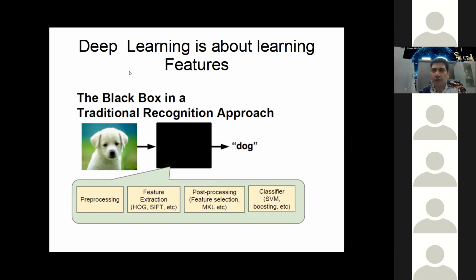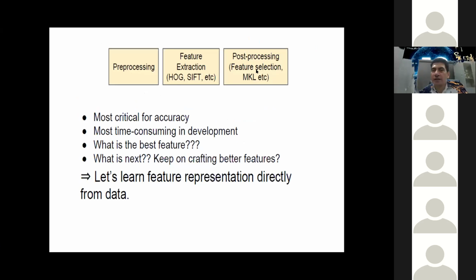So it consists of pre-processing, feature extraction, and post-processing. Specifically, it is most critical for accuracy, and it is the most time consuming part of development. What are the best features? What next? Keep on crafting better features. Can I get more and more features? Can I get multiple features? And let's learn how to extract those features from the data itself.